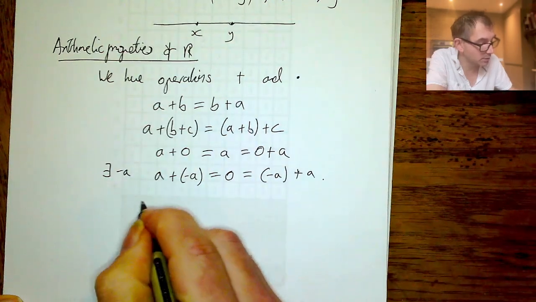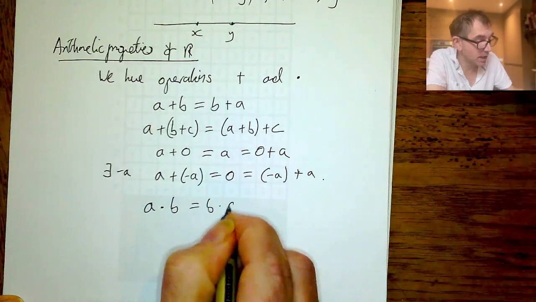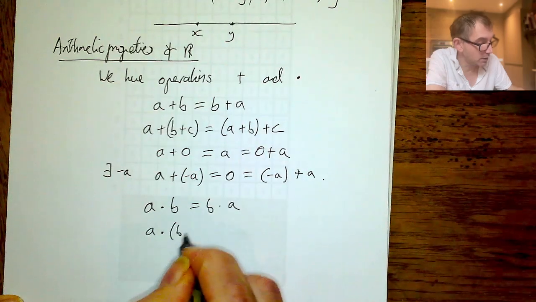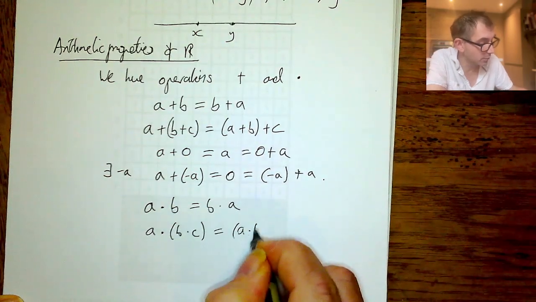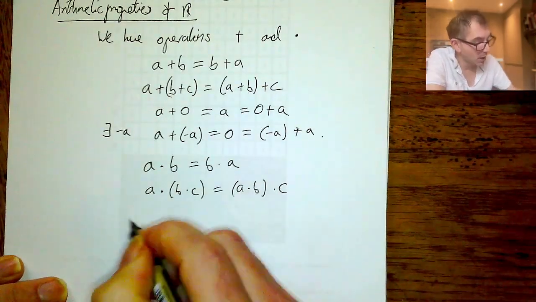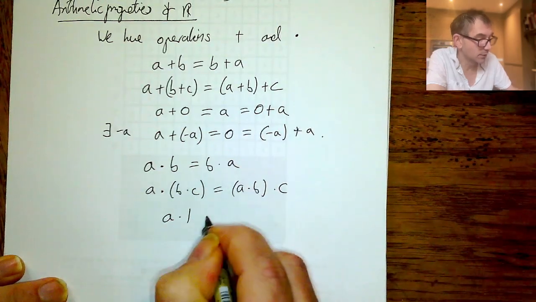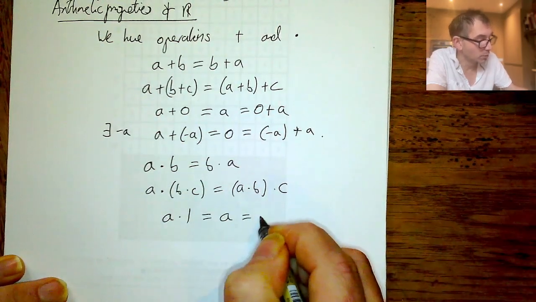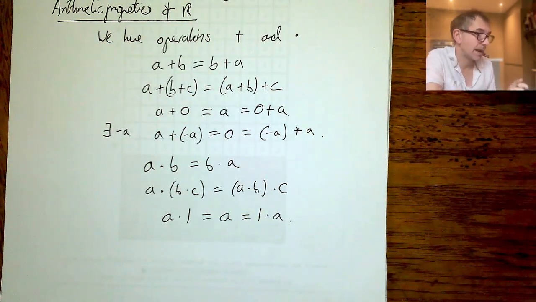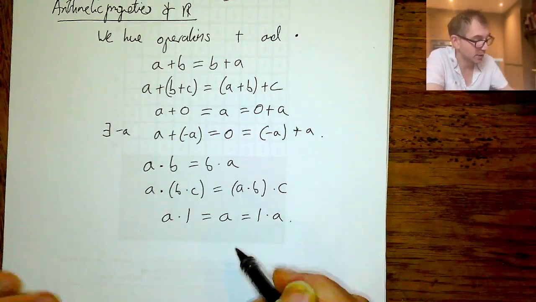And what about times? A times B is B times A. Doesn't matter which way around you multiply. Similarly, we have this associative property. We can move brackets as we like. We have, so there exists a number 1 such that it doesn't matter which way round you do it, but multiplying by 1 gives you back A. So adding 0 gives you back A, multiplying by 1 gives you back A.